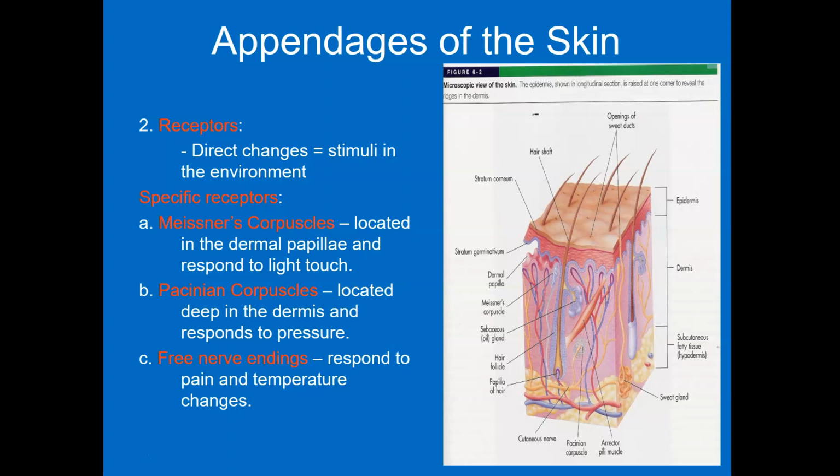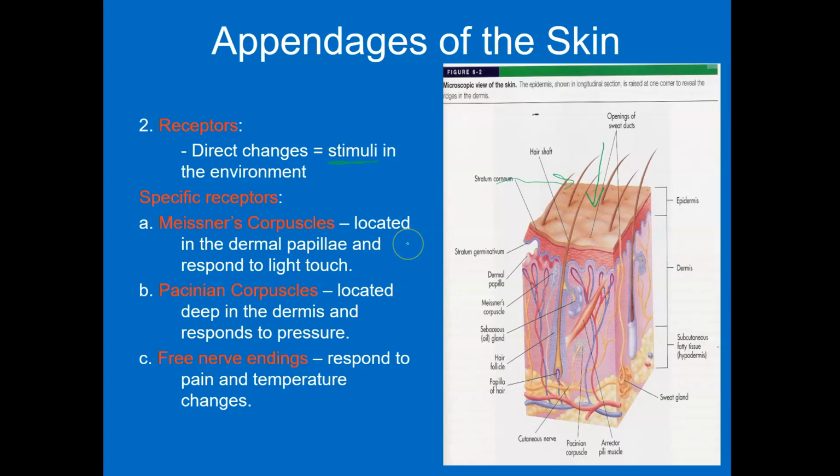All right, let's talk about the receptors within the skin. Direct changes from the environment are called stimuli. In other words, direct changes in temperature, direct changes in pressure, direct changes in motion, all right? So like wind. Those are all things in the environment that are going to be signaling to us, hey, there's something happening here. There are three basic types of receptors.